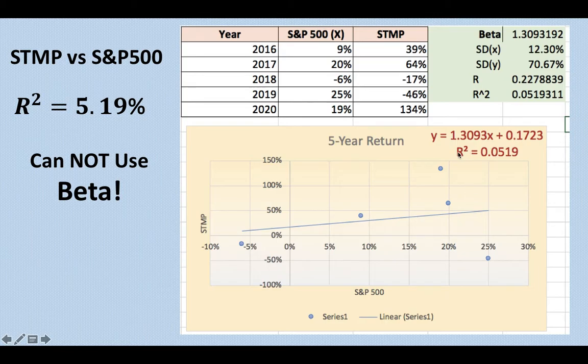That's why, when the R squared is so low, you cannot use beta. Here they do give you a beta of 1.3. You cannot say the S&P 500 goes up 10%, then the Stamps will go up 13%. This is just not true, because this line does not predict the relationship between the S&P and the Stamps, so you cannot use beta in this way.